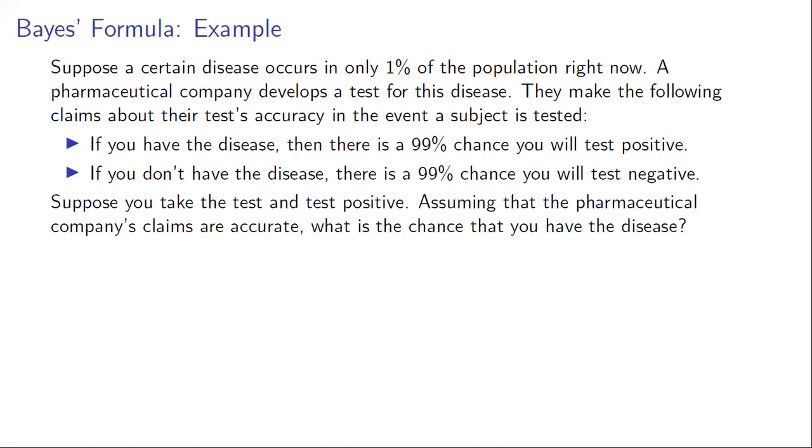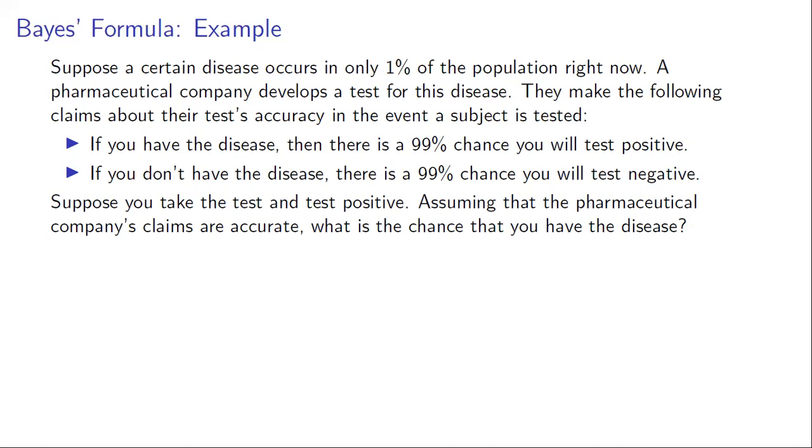Okay, so now suppose you take the test and test positive, right? The test comes back positive. Assuming that the pharmaceutical company's claims are accurate, we're going to assume they are correct. Question is, what is the chance that you actually have the disease? I mean, what's the probability that you really have the disease? Well, you might say, well, of course, it's 99.